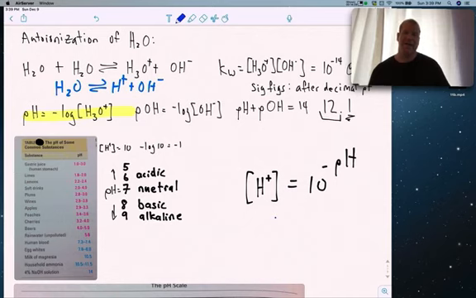When you see terms like p-something, the sig figs are after the decimal point. So a pH of 12.1 has 1 sig fig. It doesn't have 3, it has 1. It's right after the decimal point. And the way pH works is, generally speaking, that 7 is neutral, below 7 is acidic, above 7 is basic or alkaline. pH and hydrogen ion are related by hydrogen ion is 10 to the minus pH, or pH is minus log of the hydrogen ion concentration.